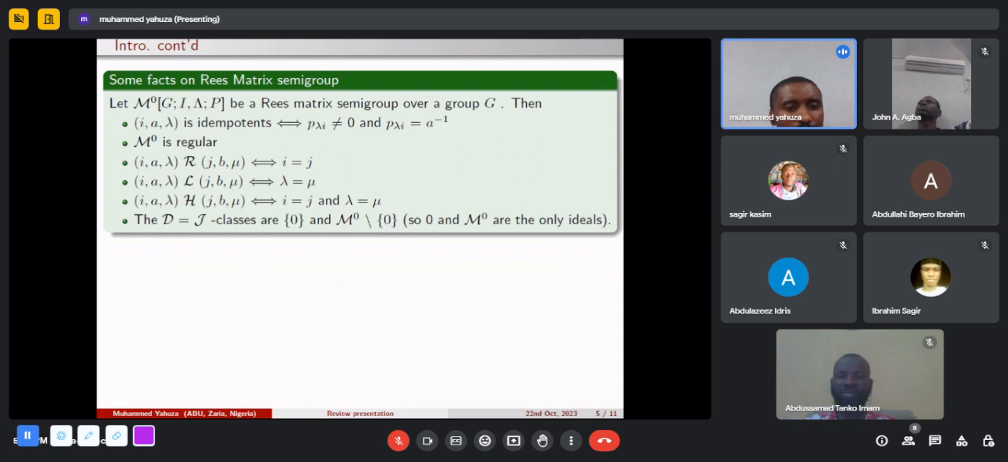Let M equal M[G, I, lambda, P] be a Rees matrix semigroup over a group G. Then (i, a, lambda) is an idempotent element if and only if the entry in the matrix corresponding to lambda and i is not zero, and the entry corresponding to lambda i is equal to a inverse. Another thing is that this semigroup is a regular semigroup.